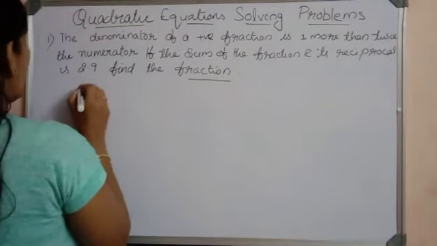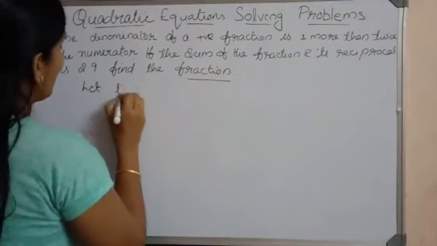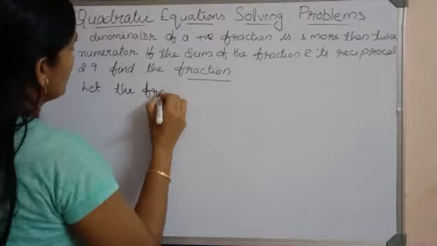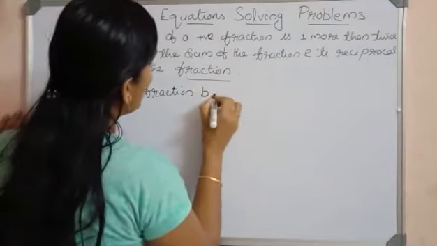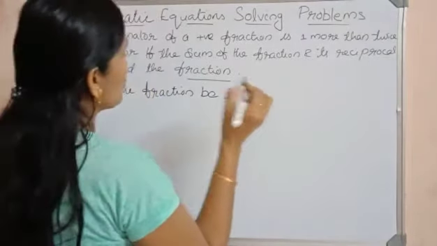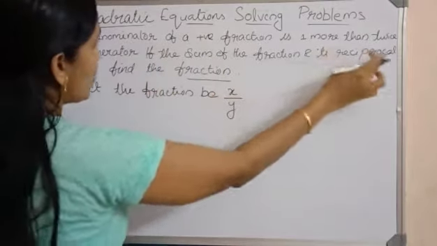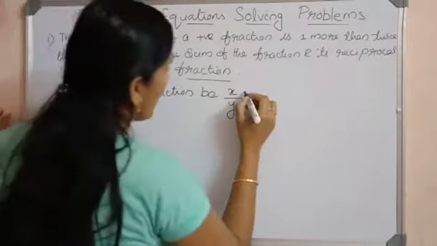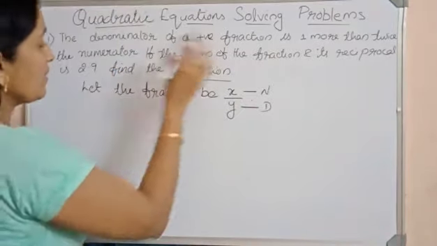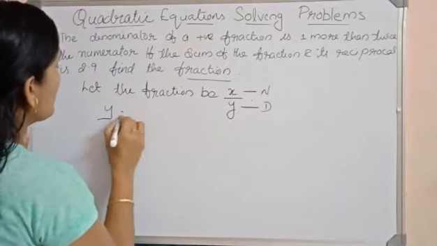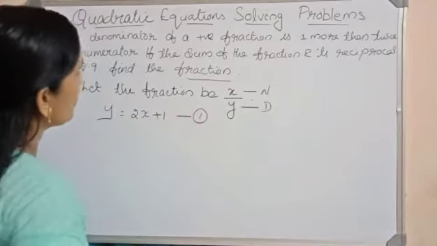So first, assume the fraction to be x by y. Let the fraction be x by y. So this is the fraction and it is given that the denominator is 1 more than twice the numerator. We know that x is the numerator and y is the denominator. As per the given condition, y is equal to 2x plus 1. Keep this as equation number 1.